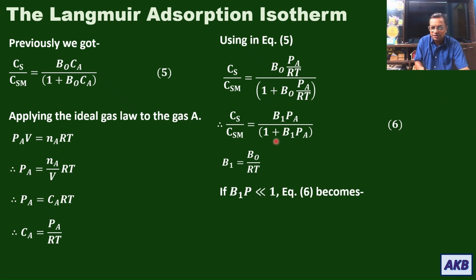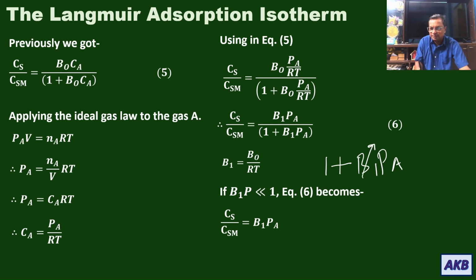So in the denominator, what will happen? 1 plus B1 into Pa is approximately equal to 1. So in that case, Cs upon Csm will be equal to B1 into Pa. So the point is, if B1 into Pa is very small, then in that case, the term in the denominator, 1 plus B1 into Pa, is very small.